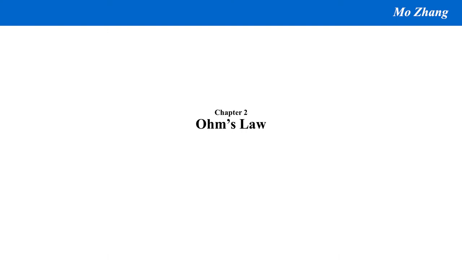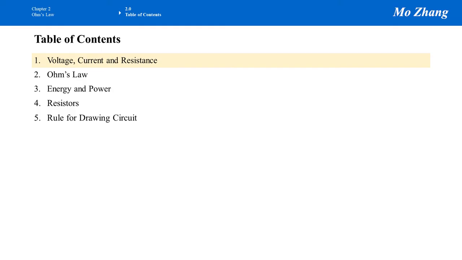This is chapter 2, Ohm's law. In this chapter, we're going to talk about voltage, current, and resistance. In session 2, we are going to learn the most important law in electronics, called Ohm's law. There are 3 Ohm's law formulas.